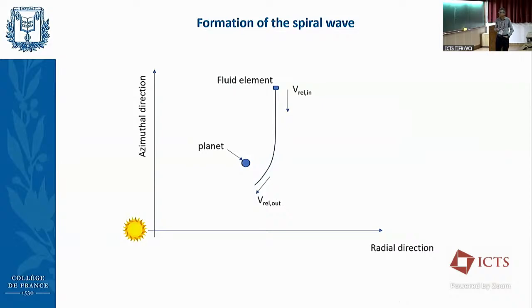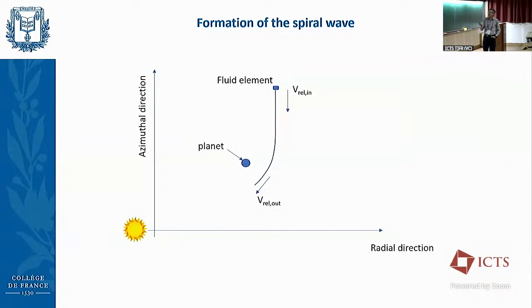But why should there be a wave in the first place? It's very simple. You have a planet. Again, we are in a reference frame rotating with the planet. This is the star, this is the radial direction, this is the azimuthal direction. So the planet is fixed. You have a fluid element, say, a little bit in the outer disk. Relative to the planet, this fluid element comes in vertically in a circular orbit. So it moves this way with a relative velocity with respect to the planet, which we call VRL.